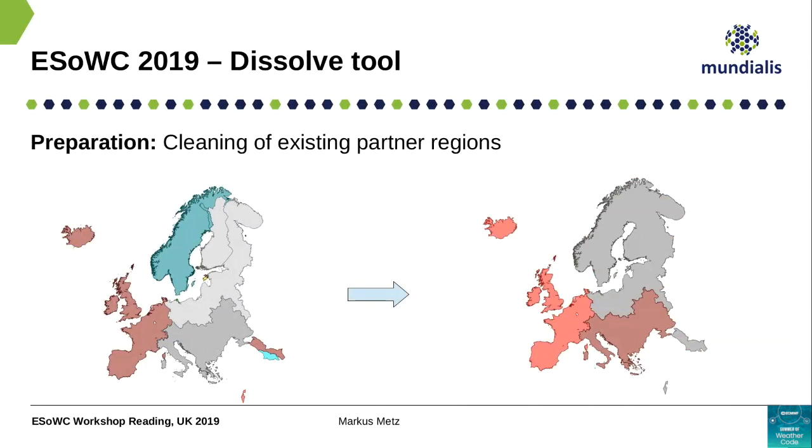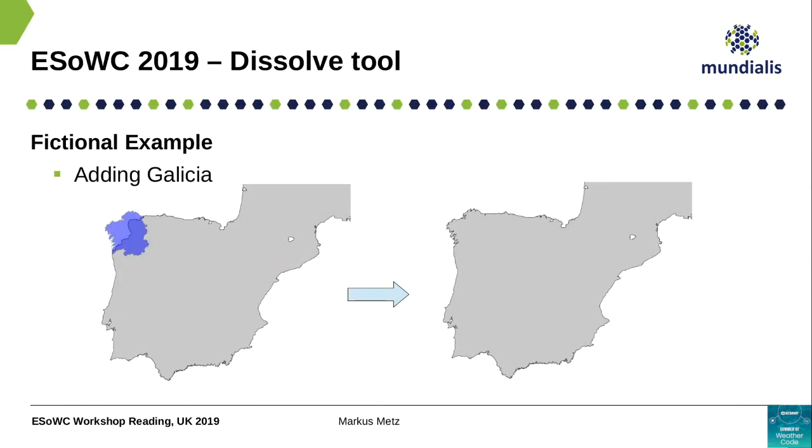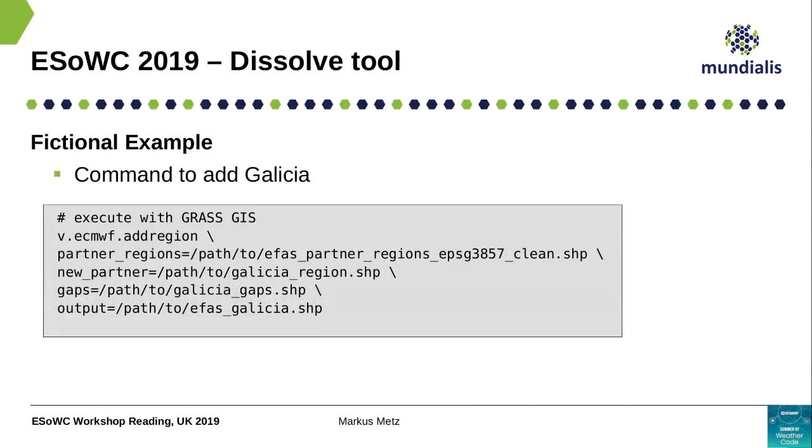And yeah, here again a short illustration of how it looked before and what it should look like now. The clean version is topologically clean, no more geometrical inconsistencies in the existing partner regions. This is the fictional example of adding Galicia. So what we want to get is, no matter if the input polygons overlap or have small gaps, a nice seamless result where everything is combined and dissolved accordingly. Galicia is a purely fictional example. It has not been added yet to the partner regions.